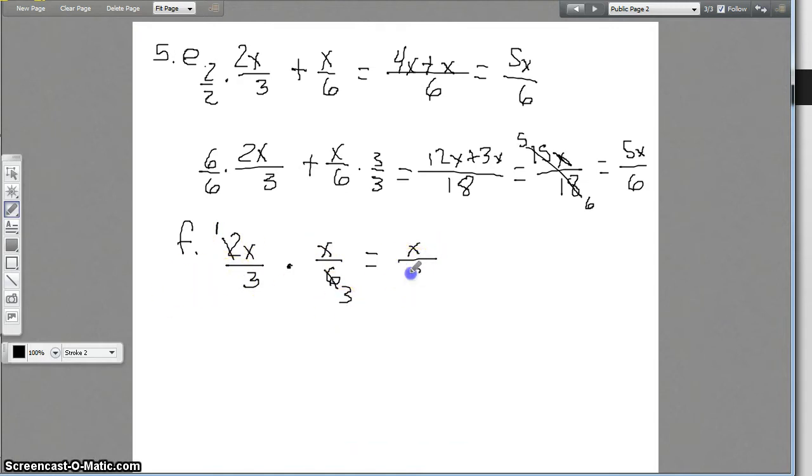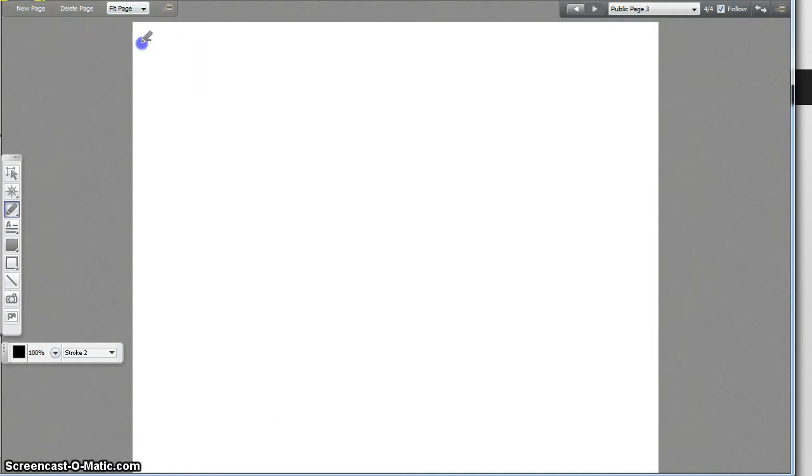3 times 3 is 9. So our answer is x over 9. Very different answer from what we got when we added the two fractions. Okay, so now we're going to jump down and do part I. I'm going to get a new page. 5I is 1 over x plus 1 plus 1 over x plus 1.